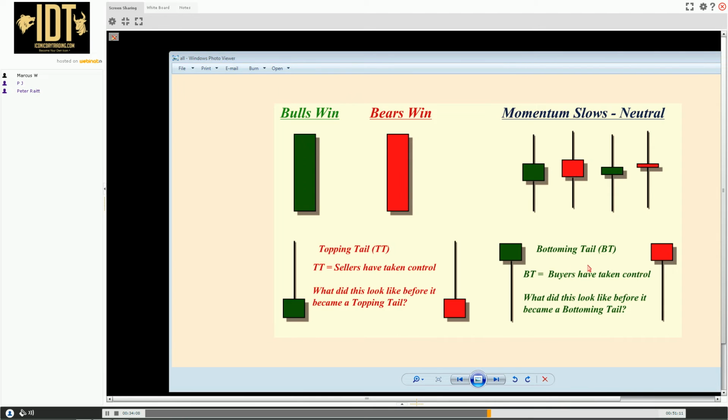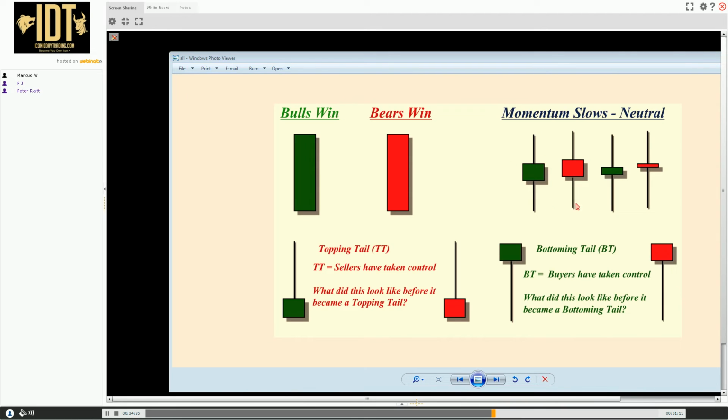Okay? If we're not in an uptrend, and then you got a doji, followed by a topping tail, if there's no uptrend, these candles mean nothing. Absolutely nothing. Same thing in a downtrend. If you're not in a downtrend, what the hell is the bottoming tail going to mean to you? Nothing.